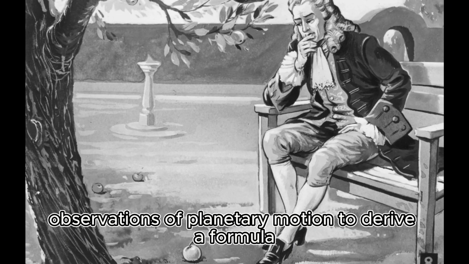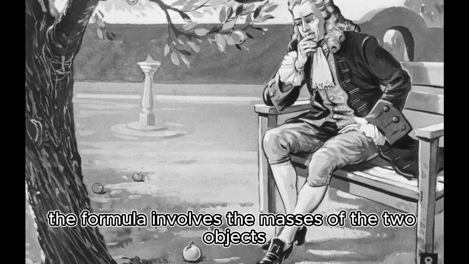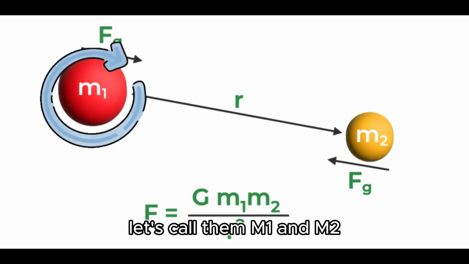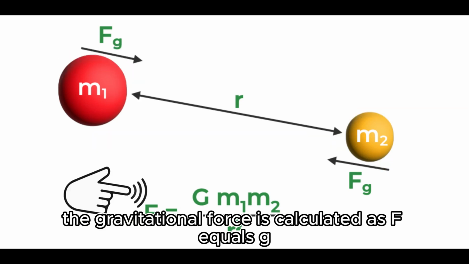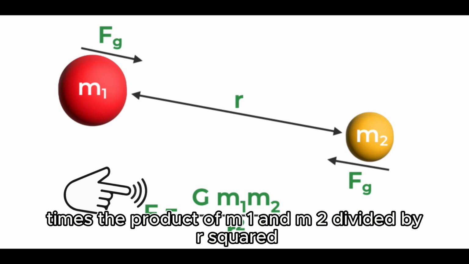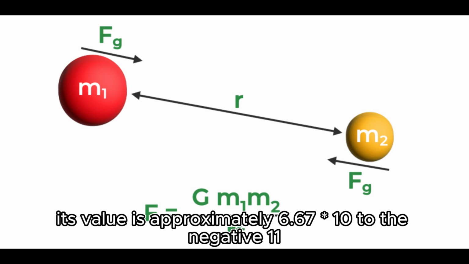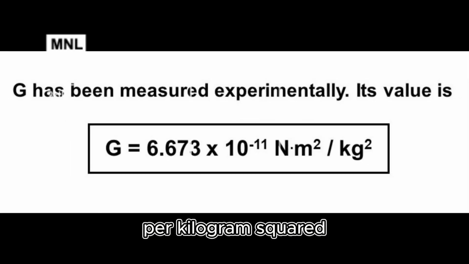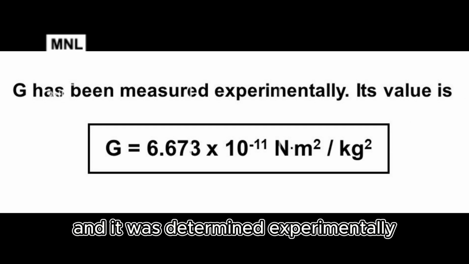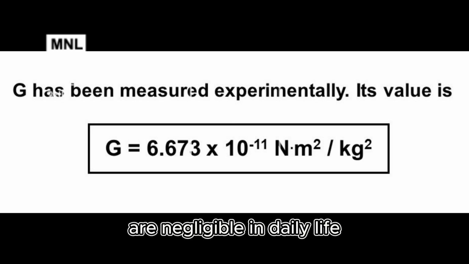Newton used observations of planetary motion to derive a formula for gravitational force. The formula involves the masses of the two objects, let's call them m1 and m2, and the distance r between their centers. The gravitational force is calculated as F equals G times the product of m1 and m2 divided by r squared. Here, G is a constant called the universal gravitational constant. Its value is approximately 6.67 times 10 to the negative 11 Newton meters squared per kilogram squared, and it was determined experimentally. The tiny value of G explains why gravitational forces between small objects are negligible in daily life.